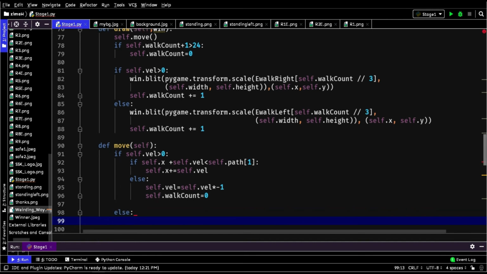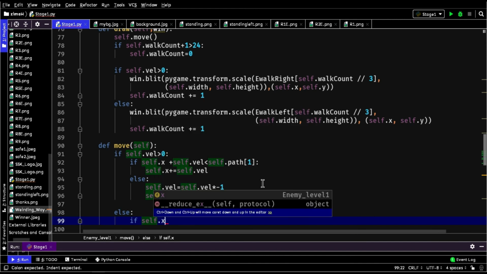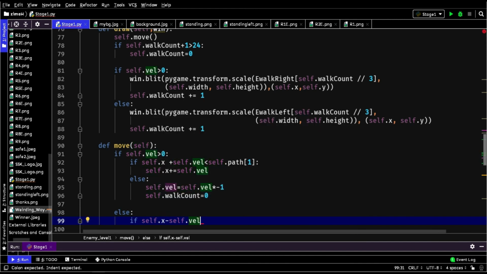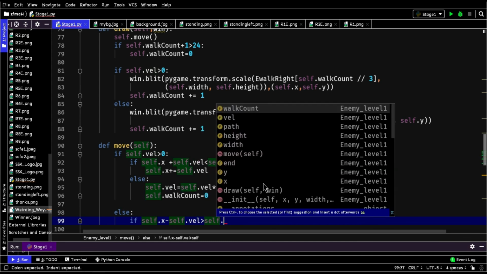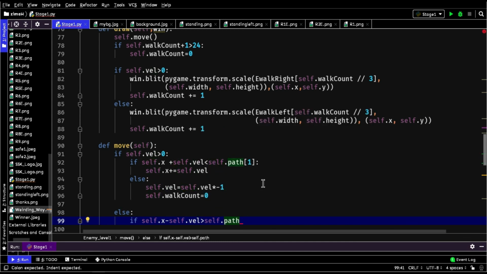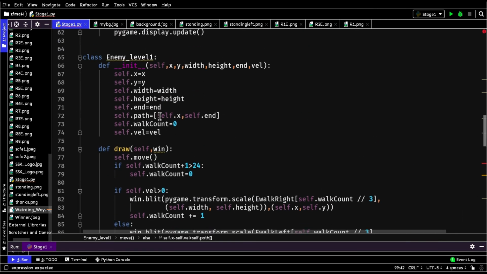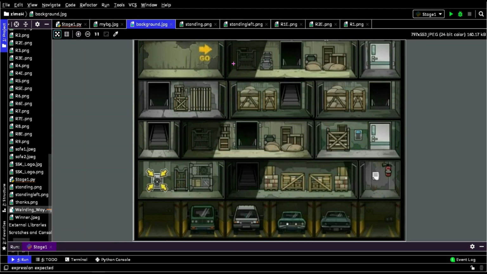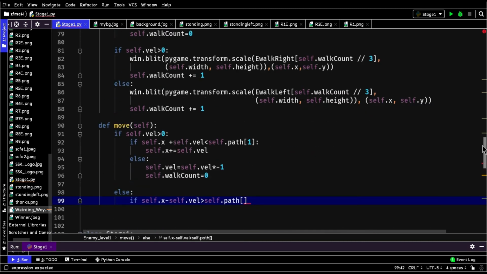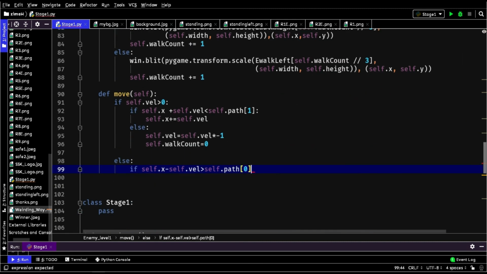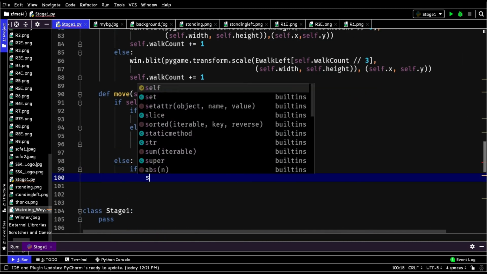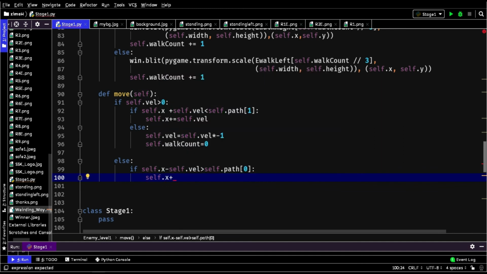Now, in the outer else, if the velocity is negative, and if the enemy has not reached the initial position, we will increment self.x with the velocity.